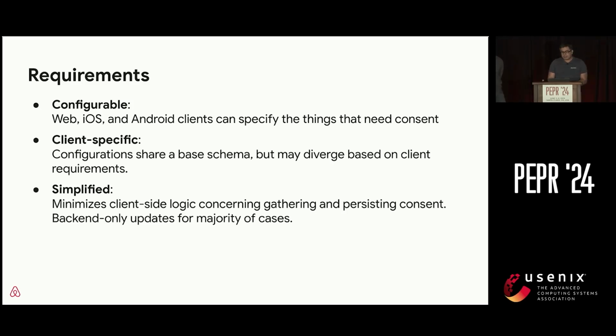We needed a system that is configuration-driven so that our different clients can specify the different things that need user consent. The system must allow for client specificity, so they'll share a base schema but can extend it into their client-specific requirements. For example, our needs in the web client are different than that of the iOS client, which is also different than that of the Android client. We needed to minimize the client-side logic concerning gathering and persisting consent while allowing for backend-only updates to collect new consent. This improves our development and delivery velocity.